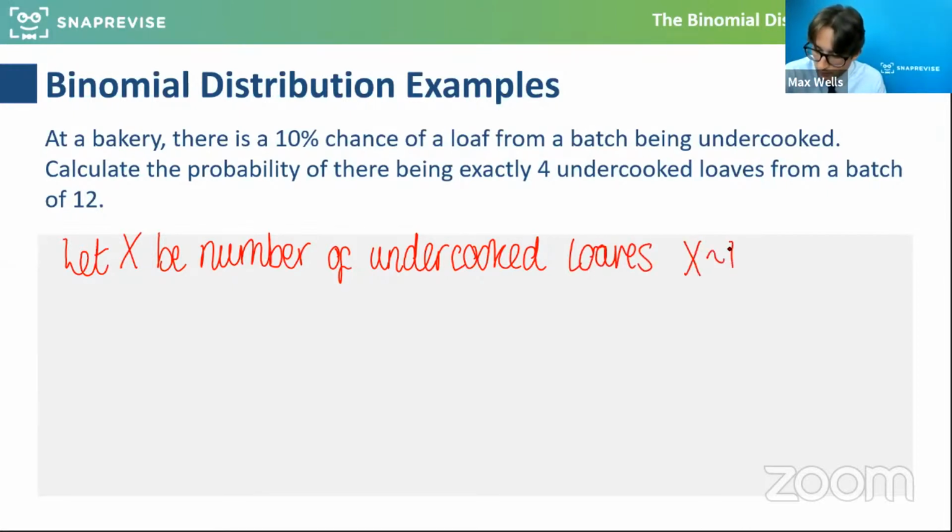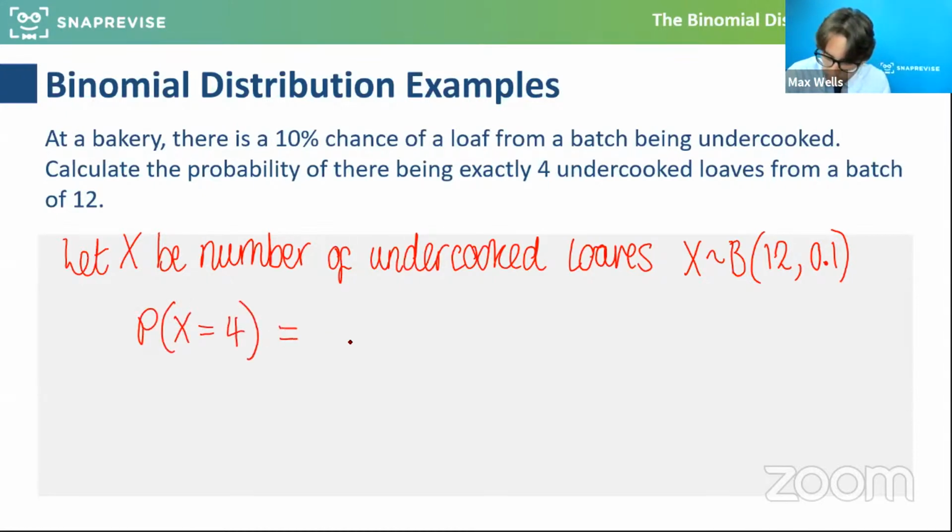So the undercooked loaves is what X is. And we would know that X would follow a binomial distribution where N, the number I'm dealing with, is 12, and the chance that I undercook it is 0.1. 10% of the time I'm going to successfully undercook it. So this is the model. Is everyone clear that that's the setup we're going with? So I want to find from this model the chance that specifically 4 of them are undercooked. So to find the probability that X is 4, I would do 12 choose 4 times 0.1 to the power of 4 times 1 minus 0.1 to the power of 12 minus 4.